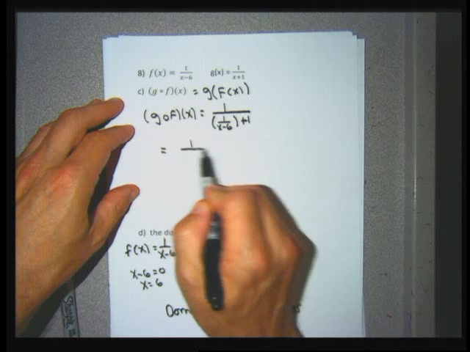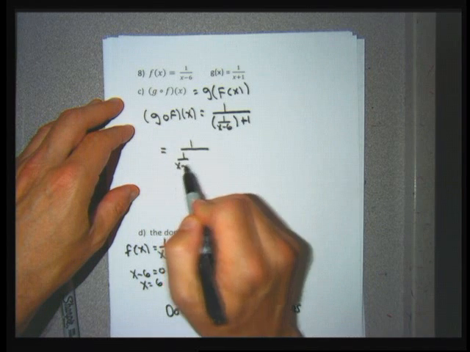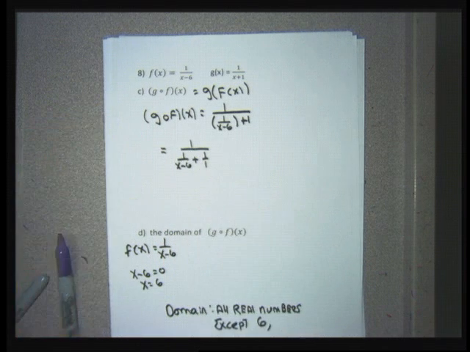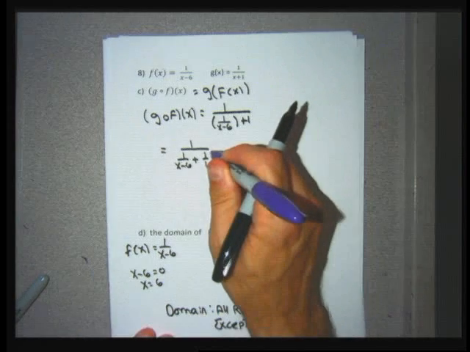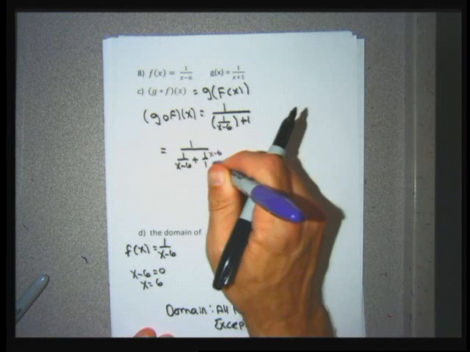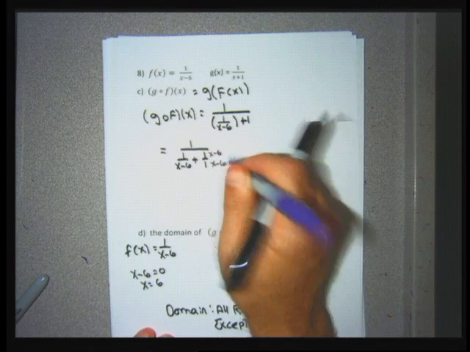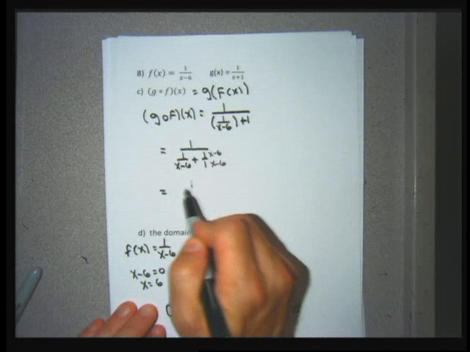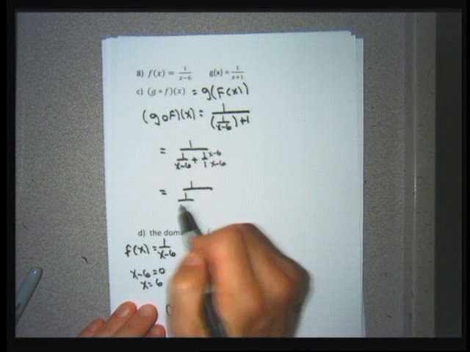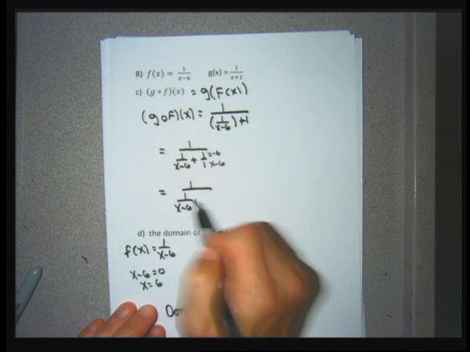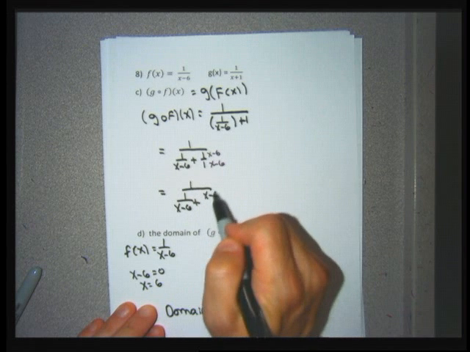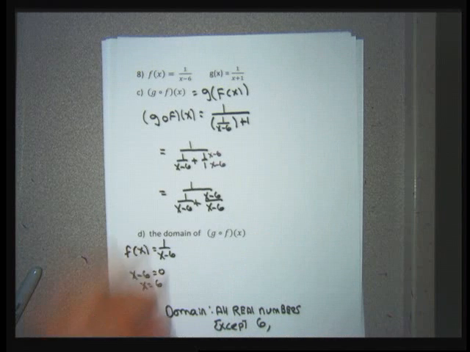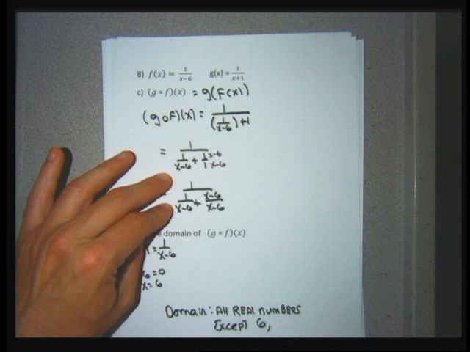I'm going to write this as 1 over x minus 6 plus, I'm going to write the 1 as 1 over 1, and I'm going to multiply that 1 by x minus 6 over x minus 6. And that will give me g composed with f of x equals 1 over x minus 6 plus, in place of the 1, I'm going to write x minus 6 over x minus 6. Now in the denominator, those two fractions can be combined together.